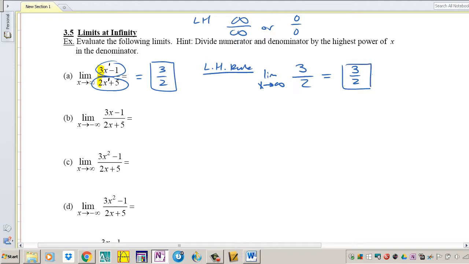L'Hopital's rule is actually a lot faster. Now, if you know your bottom heavy, top heavy, and same degree techniques, you can use those. Those are actually the easiest way to do it. But you'll see that in some problems later on in this lesson, you're probably going to have to use L'Hopital's rule.